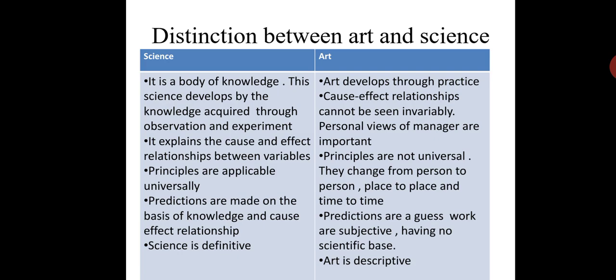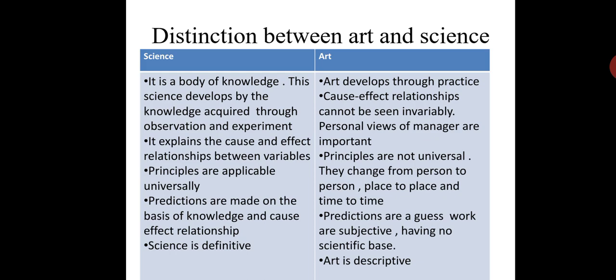Next, it is universally applicable. Universally applicable means what? Everywhere you can use that law. Okay. Next, predictions are made on the basis of knowledge and cause and effect relationship. So predictions are made on the basis of observations that you have already done, on the knowledge that you already have, and on the knowledge of cause and effect. You can make predictions like what is going to happen if you do a particular thing. Okay, if you put water on the burner, it is going to get hot. You have that knowledge, you know the cause and effect relationship, and then you can conclude that water is going to get hot. Okay, so this is science.